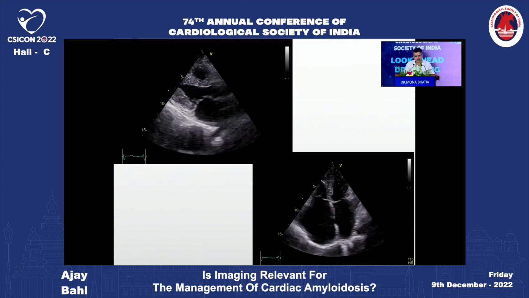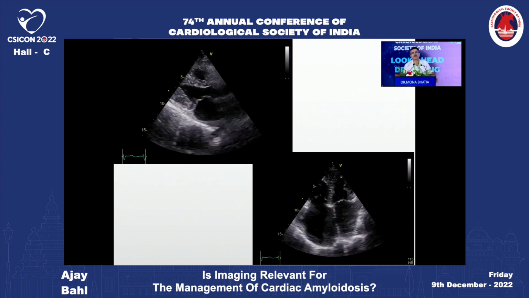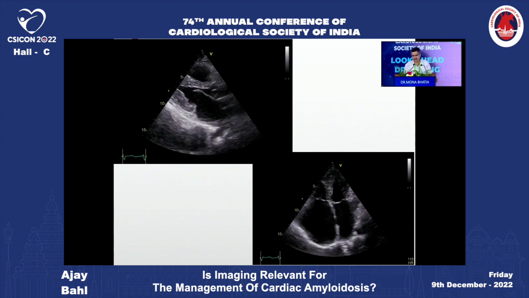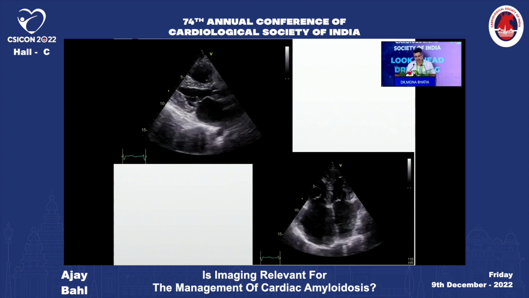The other differential diagnosis is hypertrophic cardiomyopathy or idiopathic restrictive cardiomyopathy, which is probably the commonest cause of restrictive cardiomyopathy in India. All restrictive cardiomyopathies have typical biatrial enlargement, and this is due to a sarcomeric gene mutation.